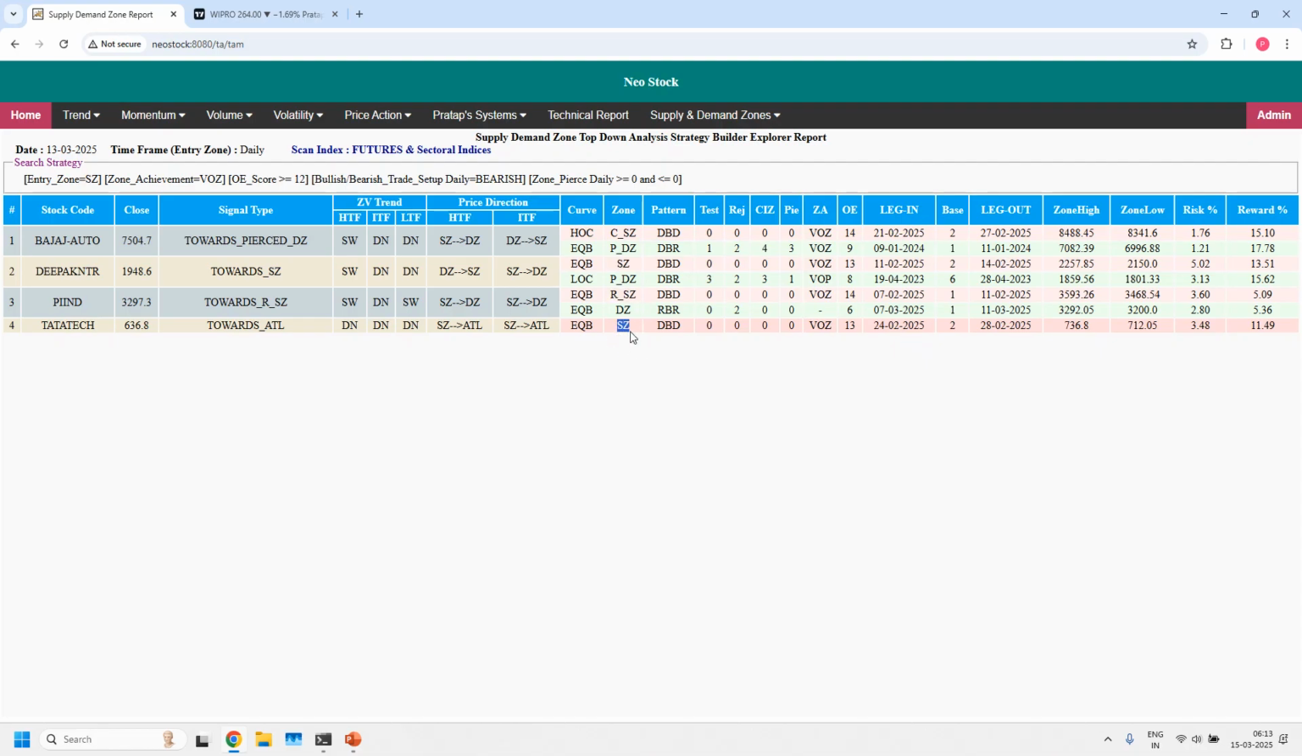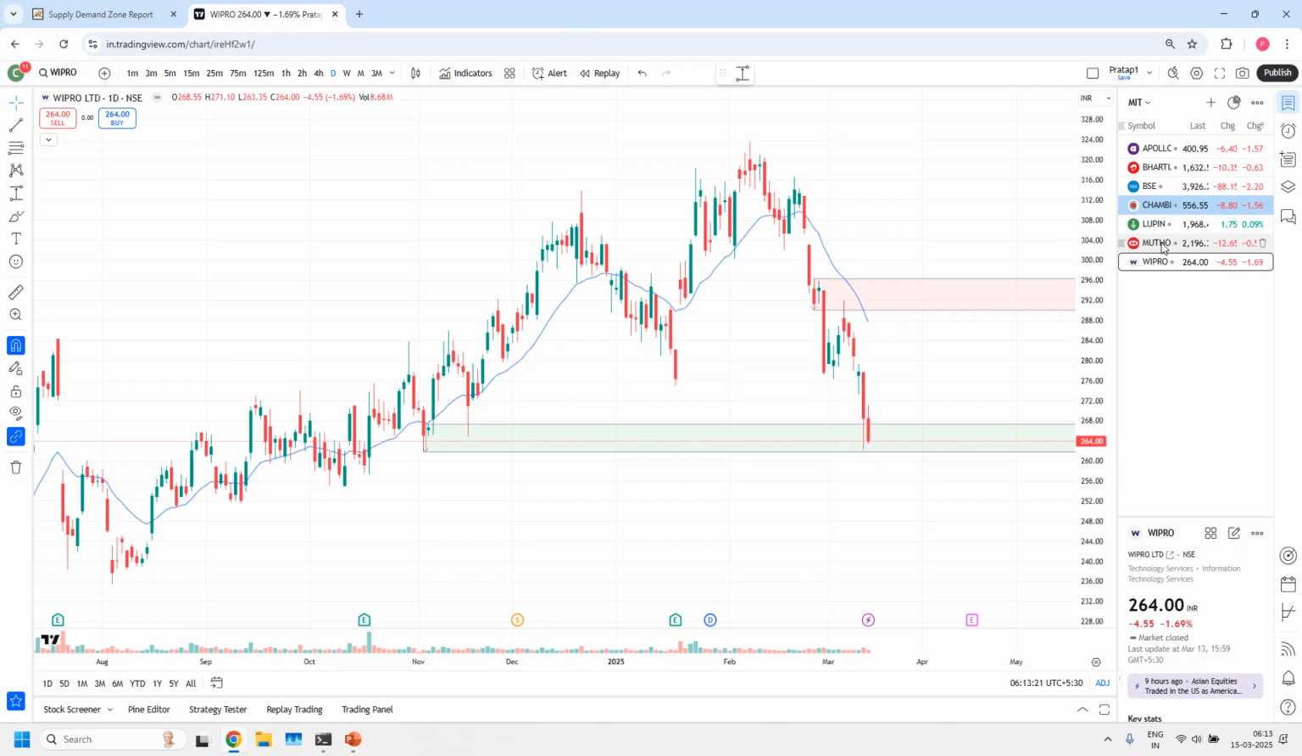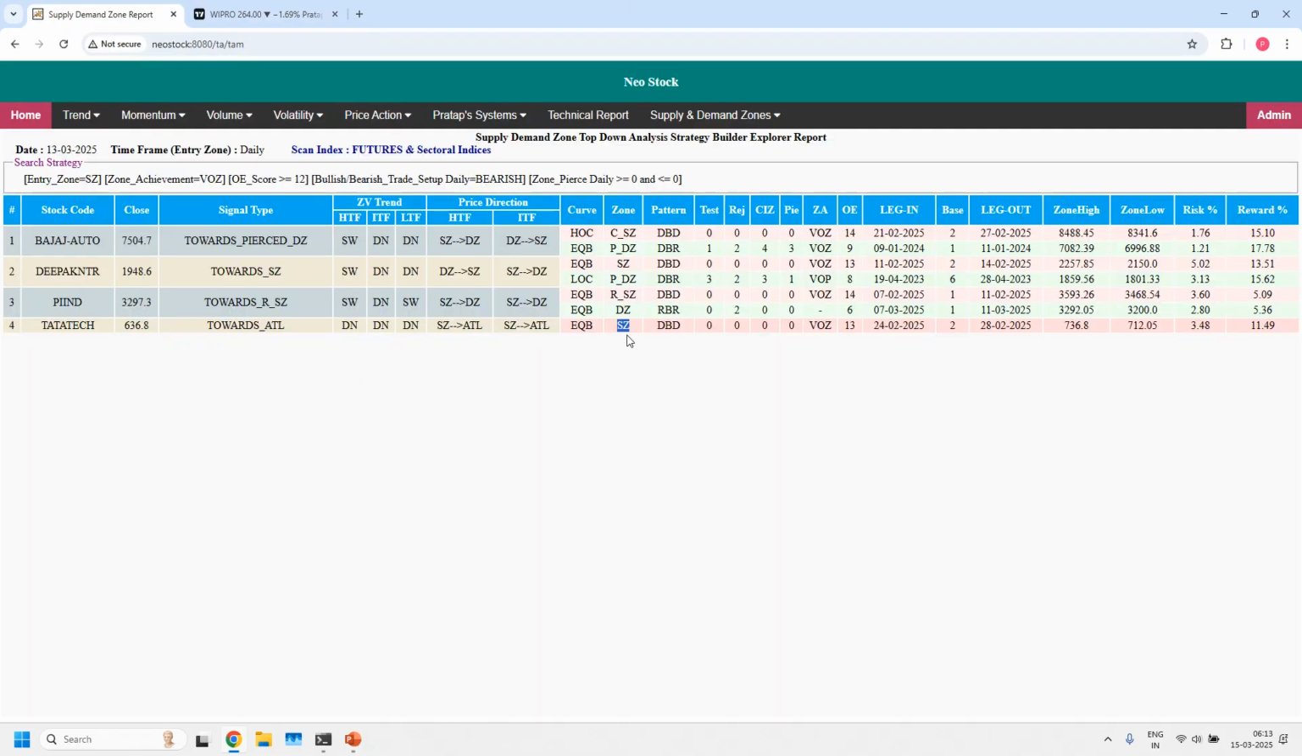That means this supply zone is an all-time low supply zone. An all-time low supply zone won't have a demand zone. Do you remember previously we saw Muthoot Finance? Muthoot Finance is an all-time high demand zone. That's why it doesn't have a supply zone. Now see, the reverse happened here. Now this is the all-time low supply zone. That's why it doesn't have one. That means at the time the stock is near the all-time low.